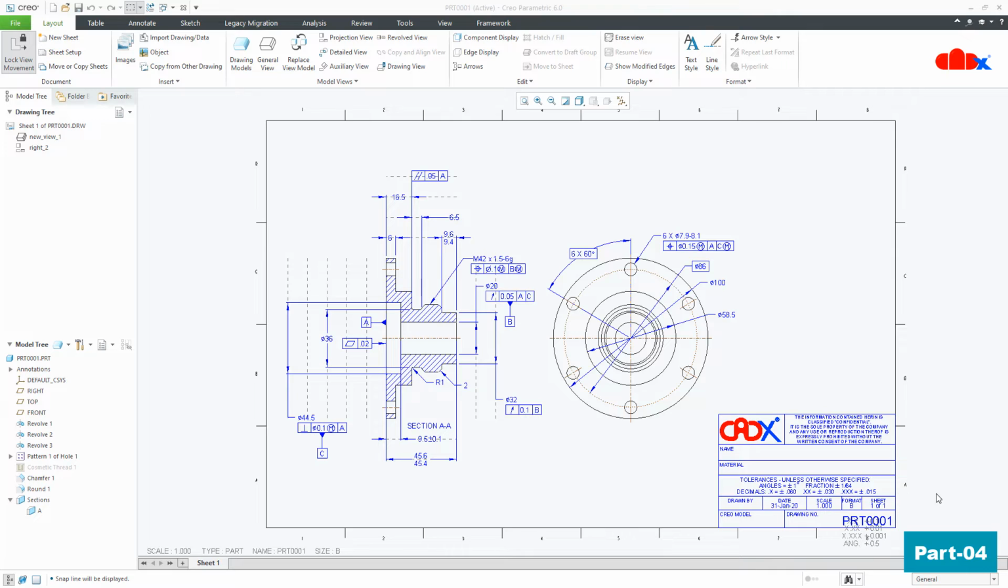So the complete GD&T for this drawing is done. Now let's understand the significance of these symbols. So first I'll switch off the snap lines and I will maximize it.